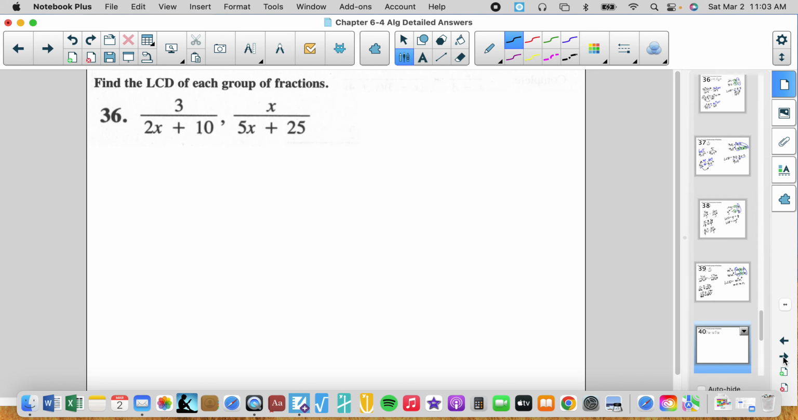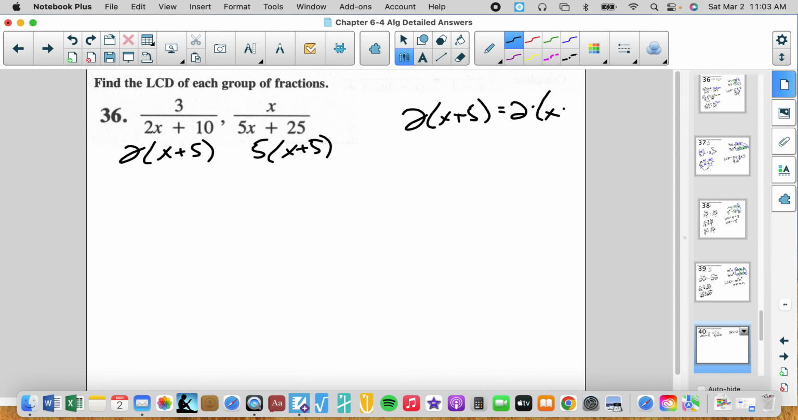Okay, so we are going to factor this. Why am I going to factor it? Because I want to find the factor pairs. We're breaking it into its factors. So of course I'm going to find a common factor. Of course I'm going to factor this out. So when I do the prime factorization of this, that equals 2 times x plus 5. And when I do the prime factorization, I do 5 times x plus 5.